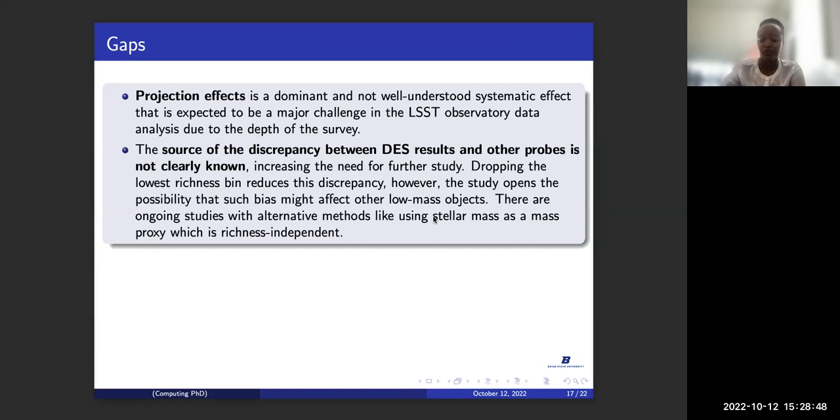The other gap that was identified is the projection effects, which is dominant and not well understood. So far, there are some ongoing studies, and people are trying to understand the projection effect and quantify it for future study.